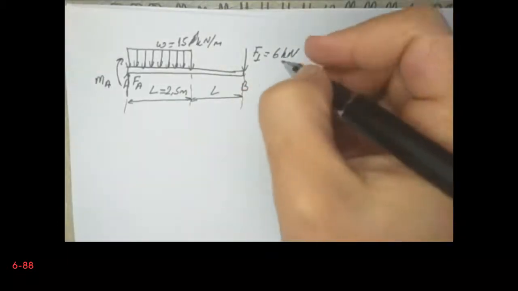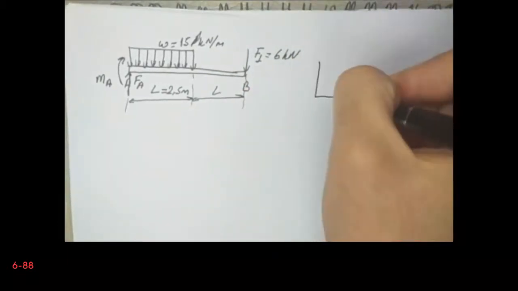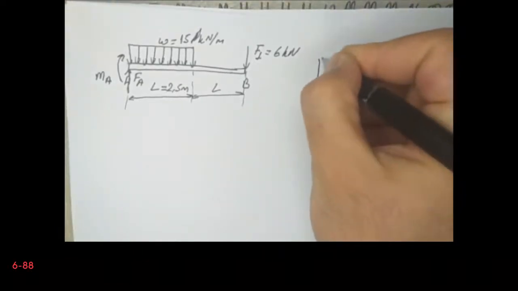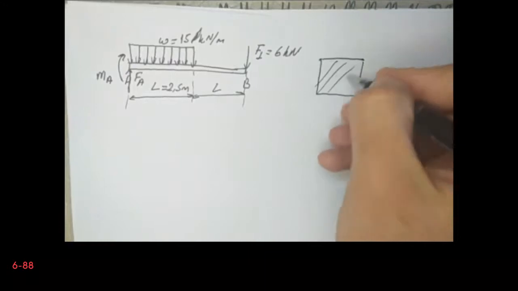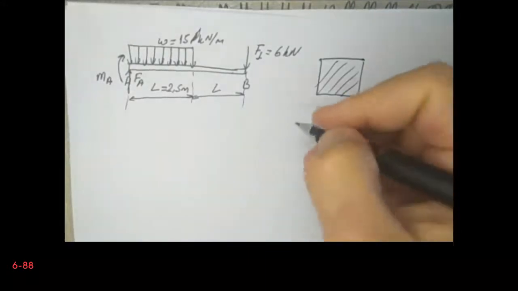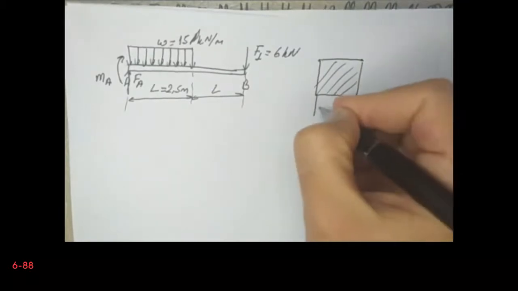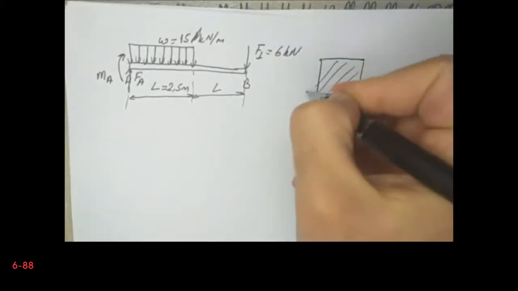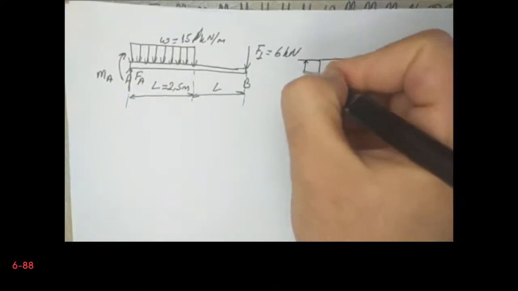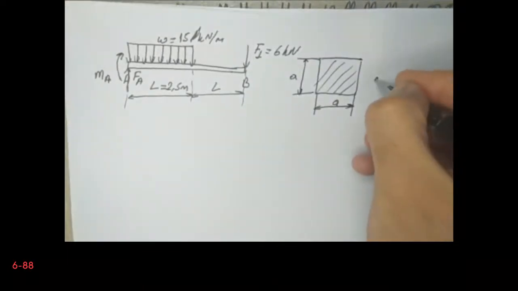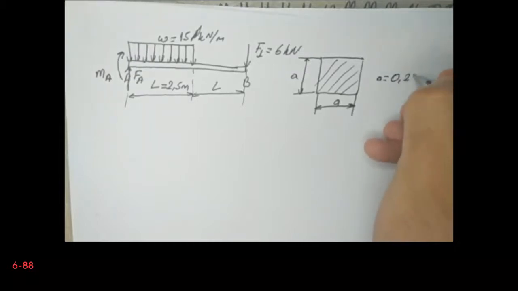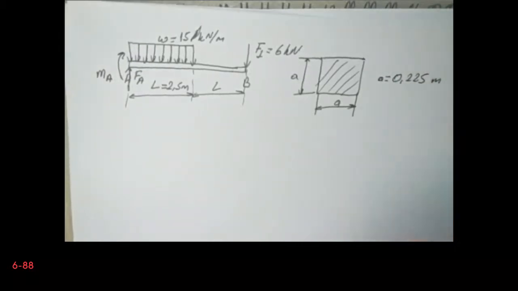In fact, we have a square cross section. This is the cross section of the beam, and let's say that the edge length is a, and a is equal to 0.225 meters. Okay, so this is the problem that we have.